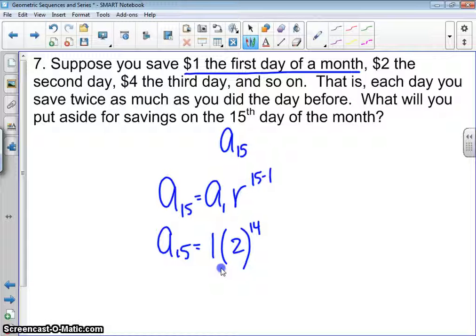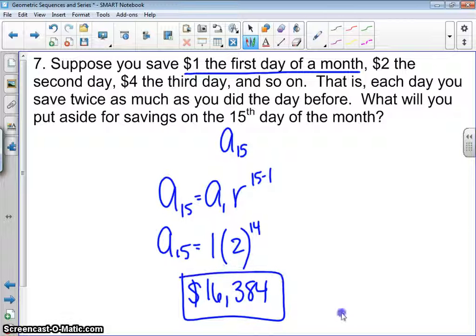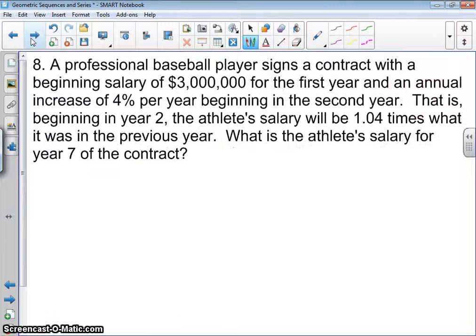And if you type this in and find what that is, you would be saving $16,384 on that 15th day of the month. So that's a lot of money. I would love to be able to do that. Oh well. Last problem, 8.